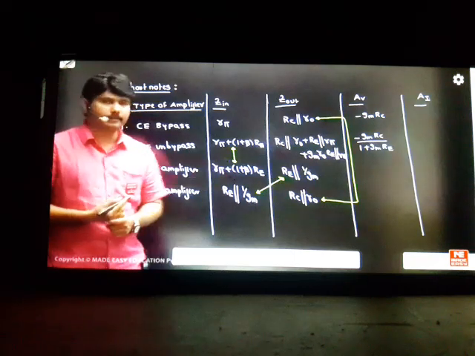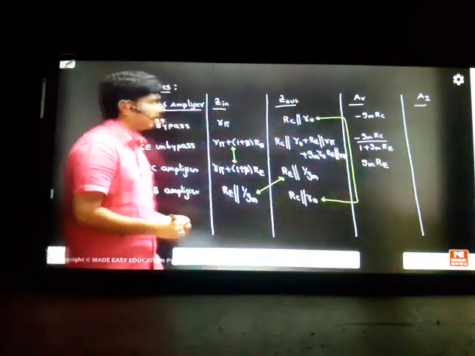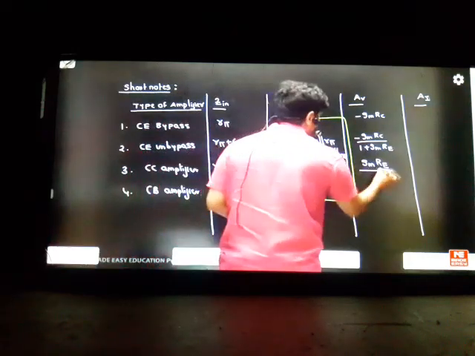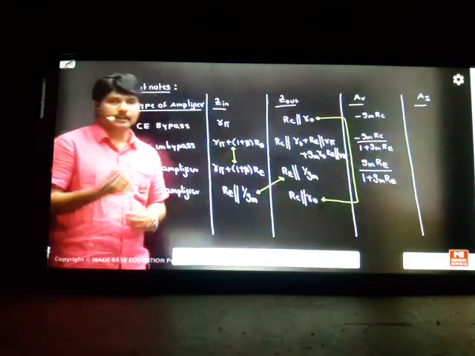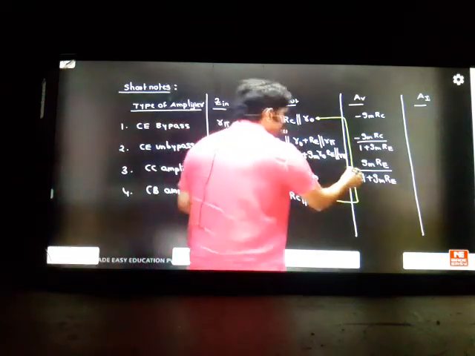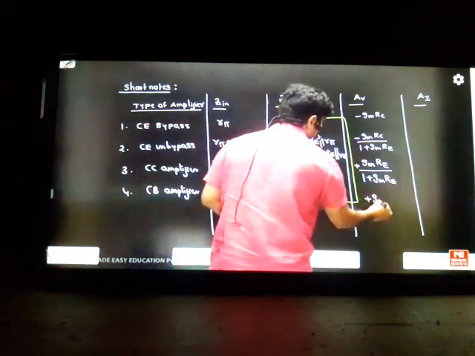A common collector is unbypassed, so the formula will change to Gm into, in place of RC, you write Re load. In place of RC write Re, and the denominator is unbypass, so the formula will continue with 1 plus Gm into Re. This 1 plus Gm into Re will come for whichever system is unbypass, and that will repeat for that amplifier. And it is a positive sign here. This gain is a positive gain. And coming to the last formula, it is plus Gm into RC.